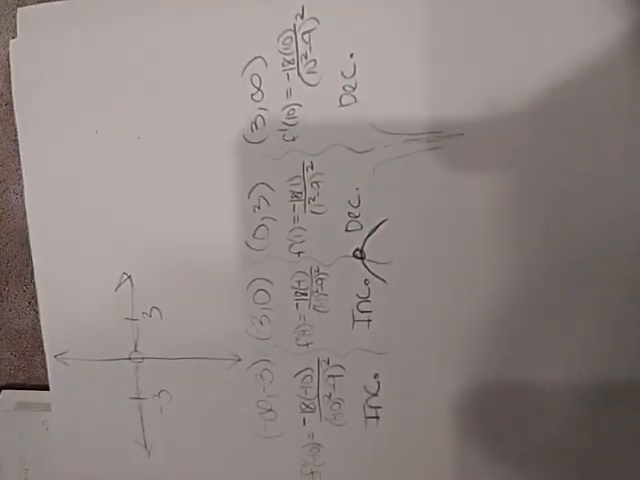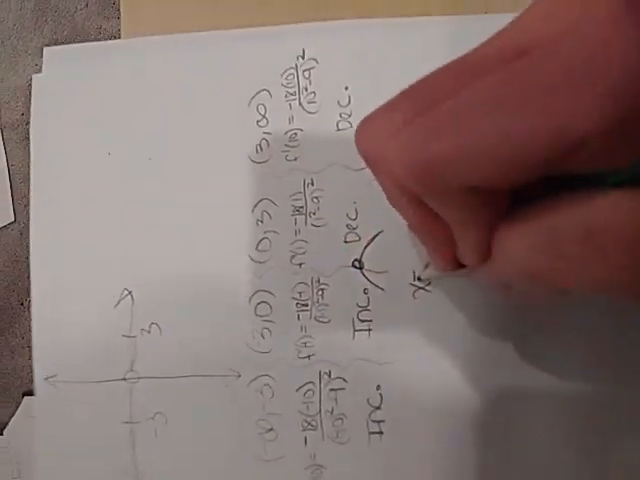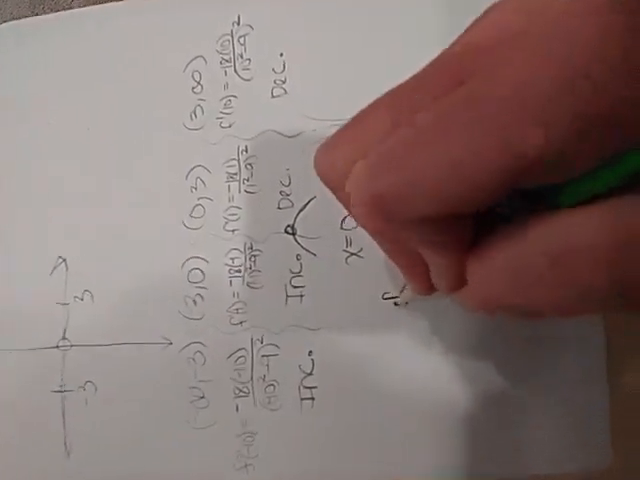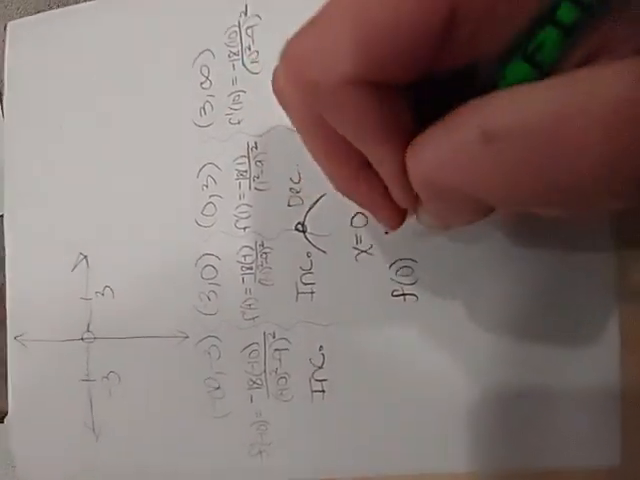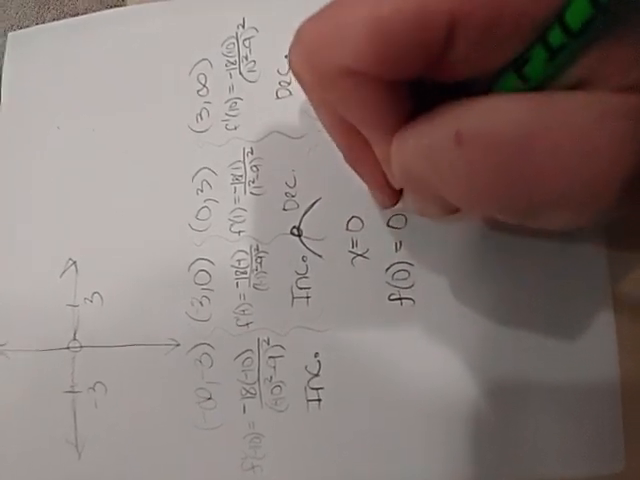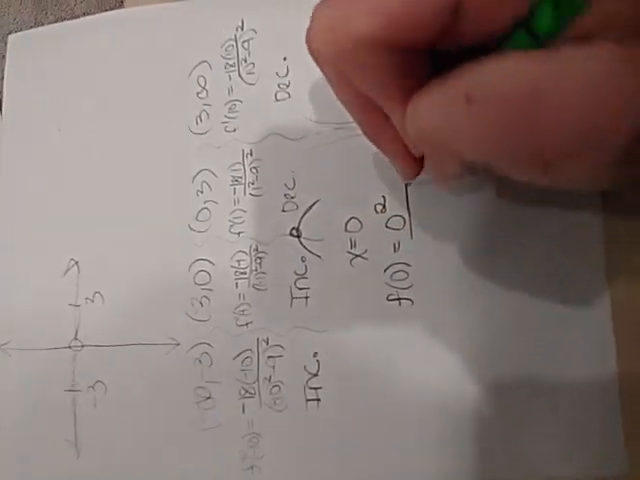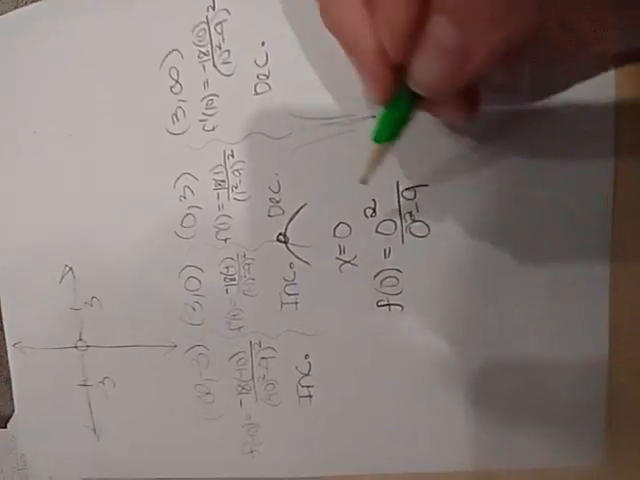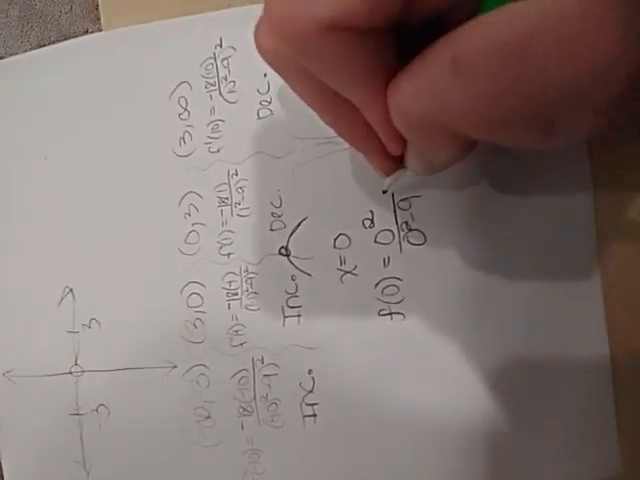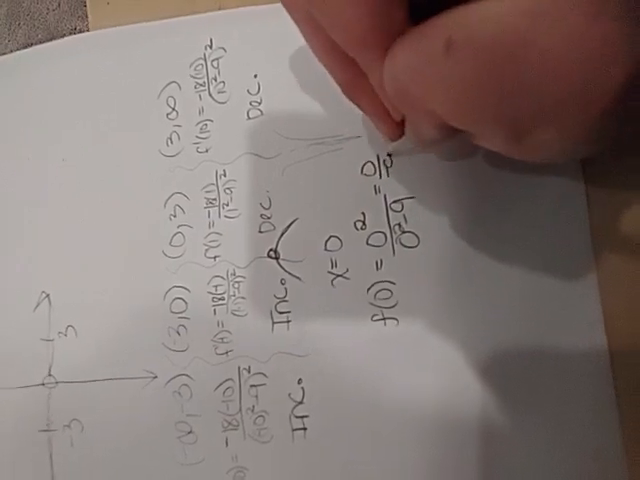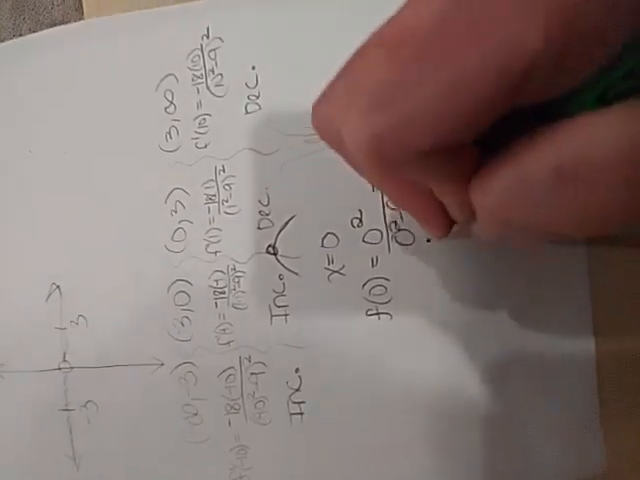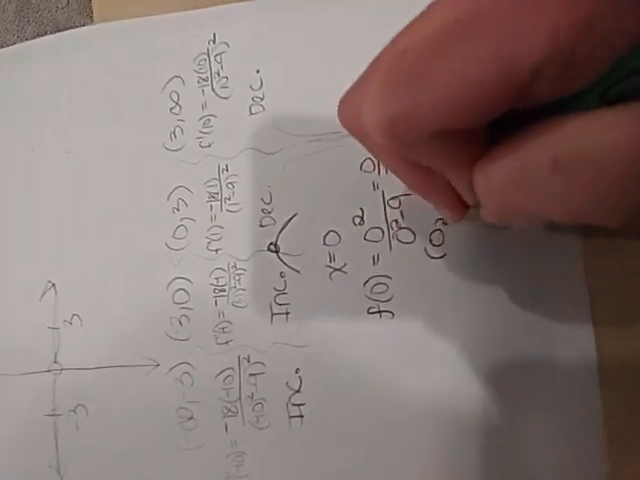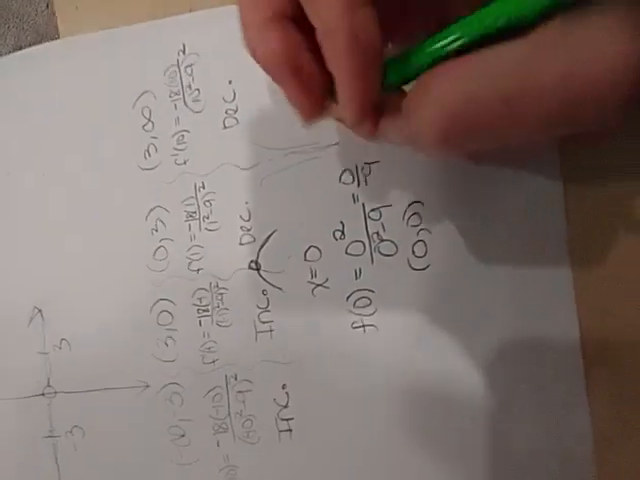So I'm now going to take x equals 0, and I'm going to plug it into the original function. Luckily, 0 is nice and easy because we have 0 on the top over negative 9. So that entire quantity is 0. So my relative maxima is 0, 0.